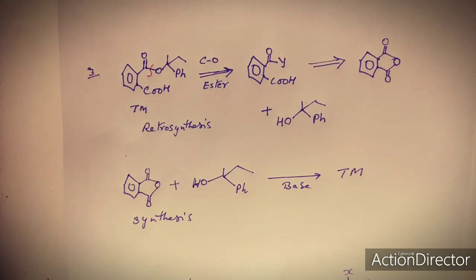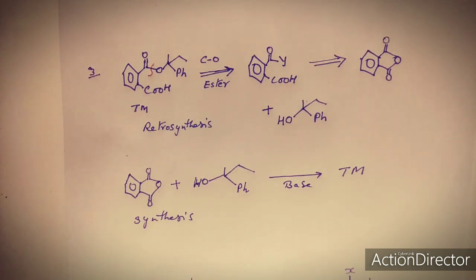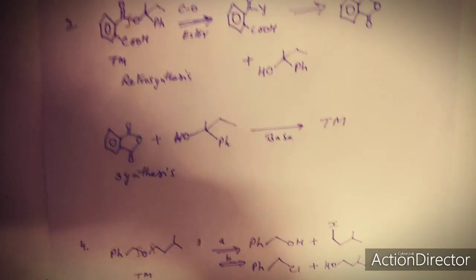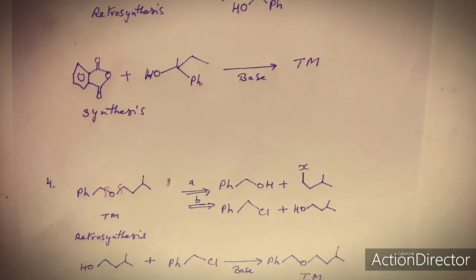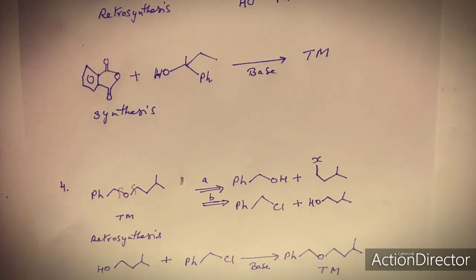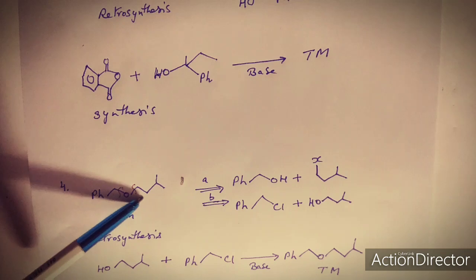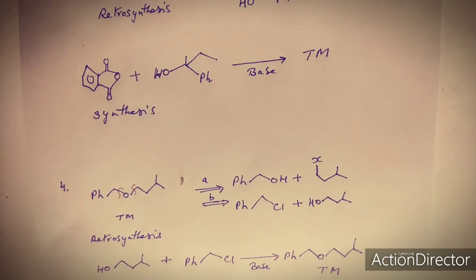Now let's look at this next disconnection, which is quite interesting, because this target molecule is an ether. It is again a perfumery compound, C6H5CH2OCH2CH2CH(CH3)2, with an isopropyl end. So this perfume compound can be disconnected.